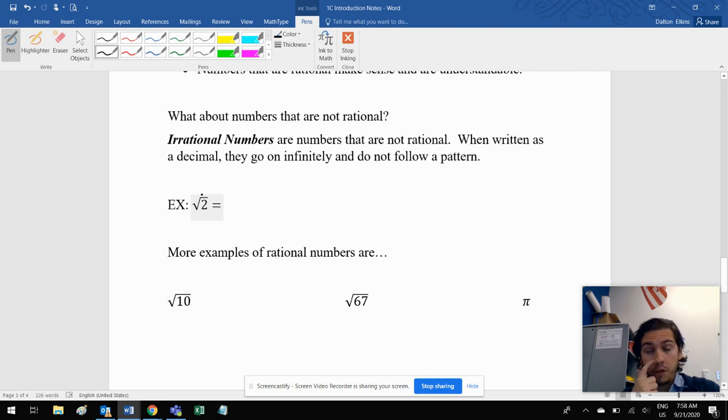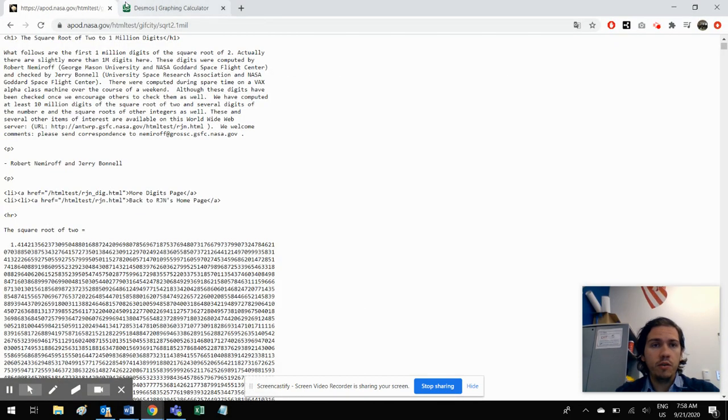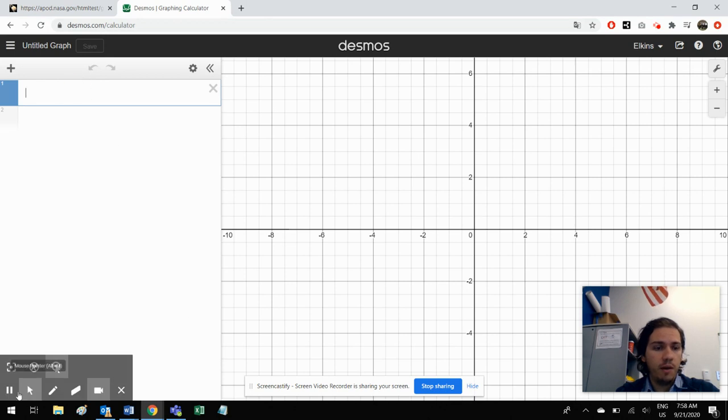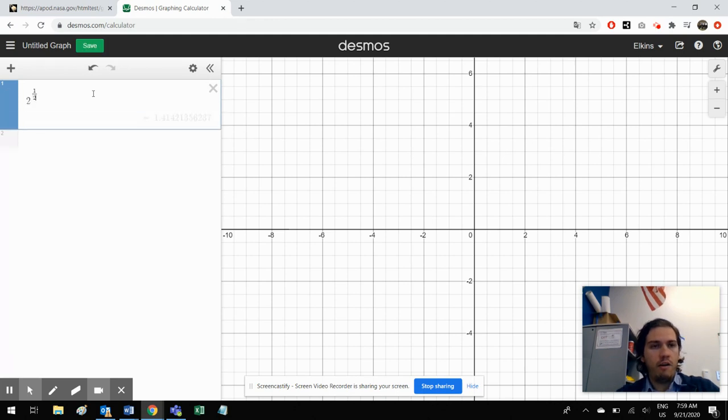And in fact, if you don't believe me, if you think that, yeah, I can write this as a decimal, maybe you go to Desmos and you type in the square root of 2, which would be 2 to the 1/2 power, and you get this, right? And you're like, okay, I don't think this is forever, right? It seems to stop here.